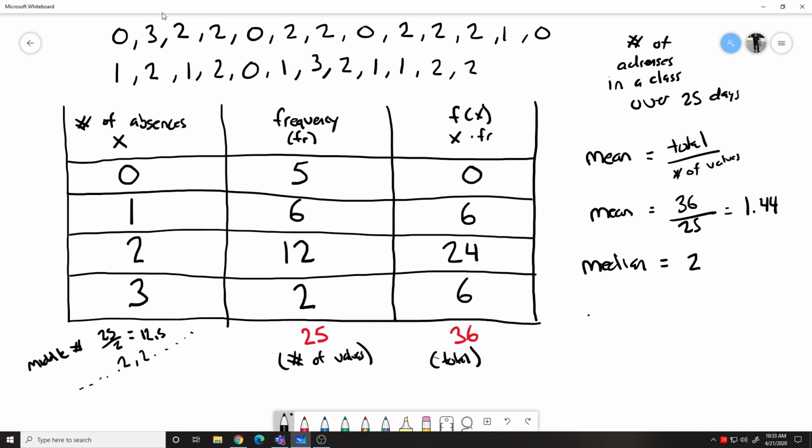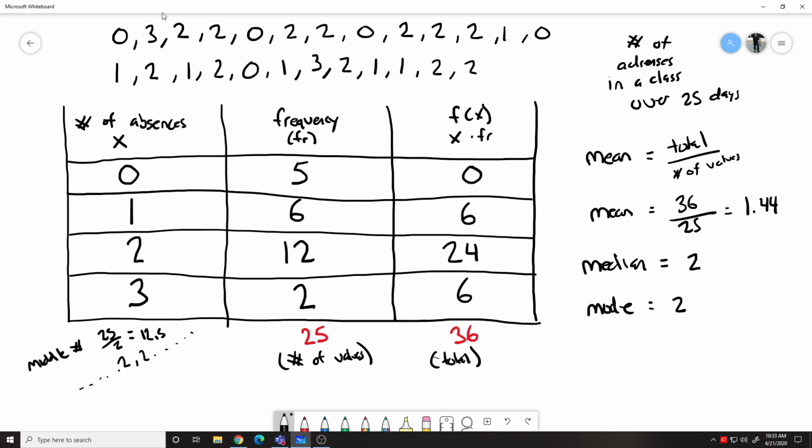Now, to find the mode, a frequency table makes my life easy. The mode is the one that occurs the most. Just look at which one has the biggest frequency. There's 12 of the 2s, so my mode is 2.